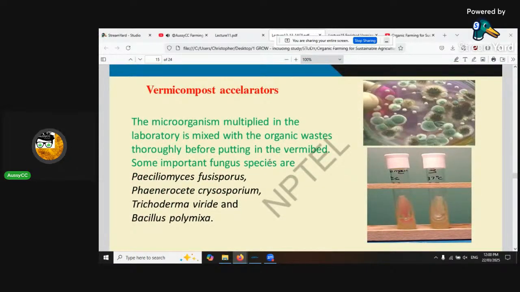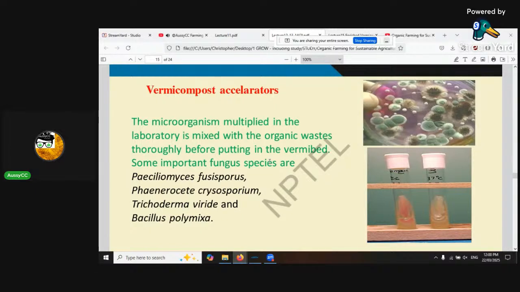Vermicomposting accelerators. This is very important. The microbes multiplied in the laboratory are mixed with organic wastes thoroughly before putting in vermibeds. Some important fungus species are Paecilomyces fusisporus, Paecilomyces roseus, Chrysosporium, Trichoderma varieties, and Bacillus polymyxa.